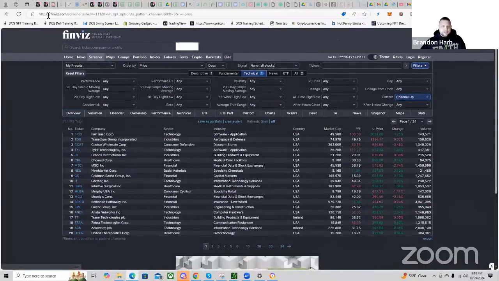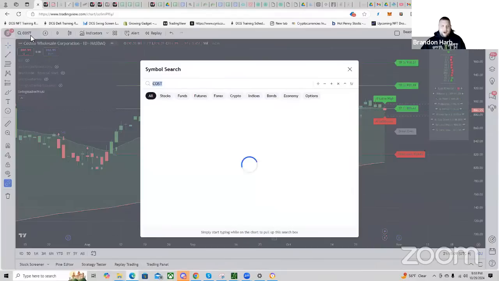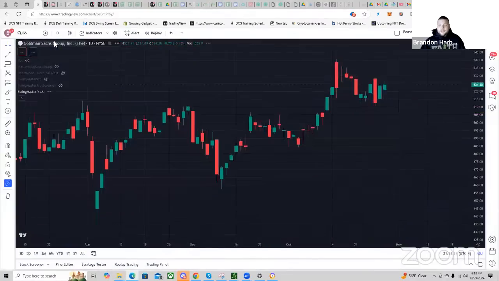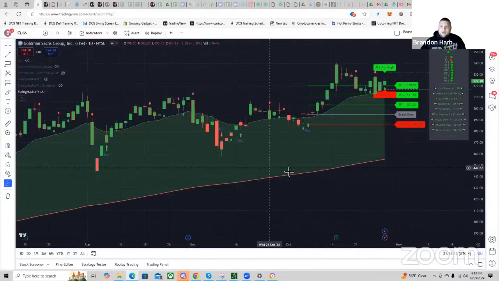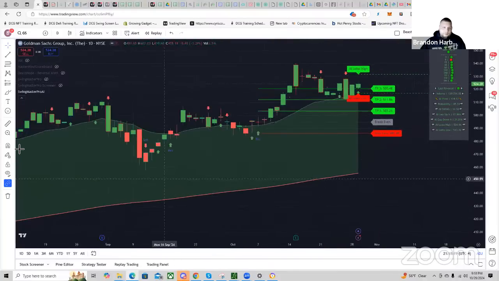We got GS. Let's pull GS up right here. And this is just how I find stocks going through each night. Right here is a textbook trade. I'll be looking at GS. We're going to put this in the chat, right? So why do we like GS?